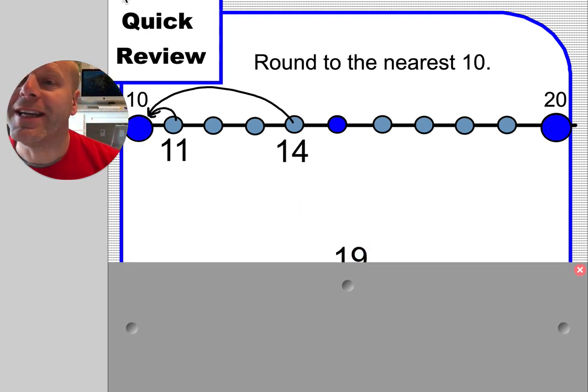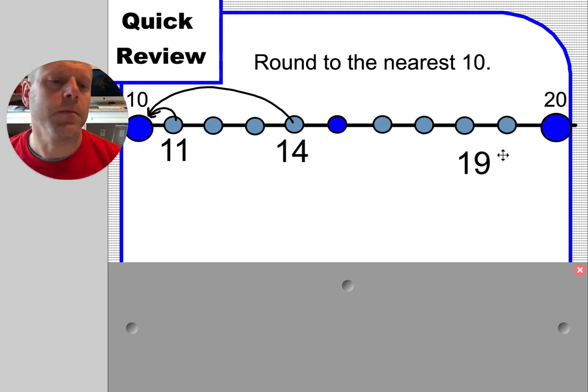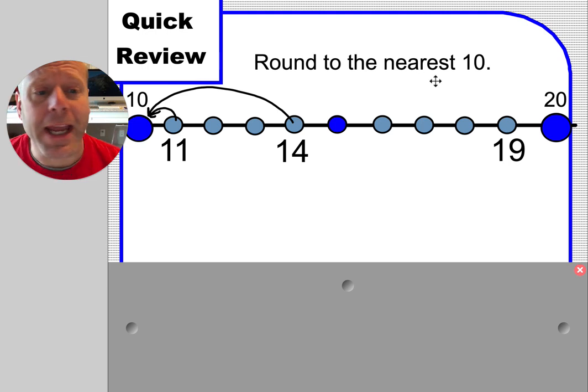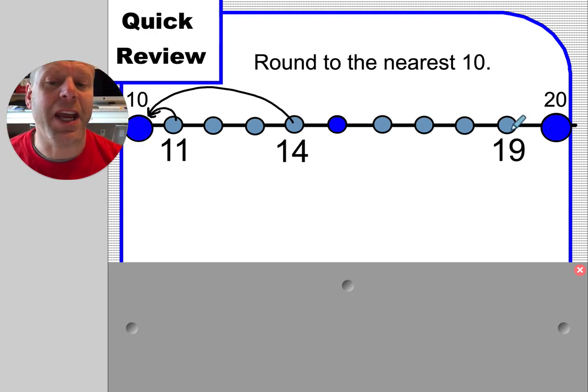Here's the number 19. 19 is going to be over here on the number line. It wouldn't make any sense to round 19 down. It's nowhere near the 10. It makes a lot more sense to say, oh, 19 cupcakes, that's about the same as 20. Plus, I don't have to think about that 9.